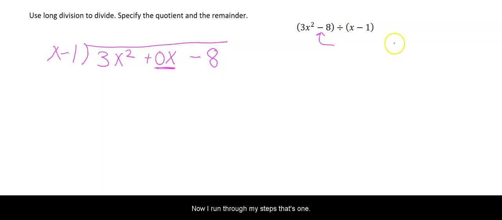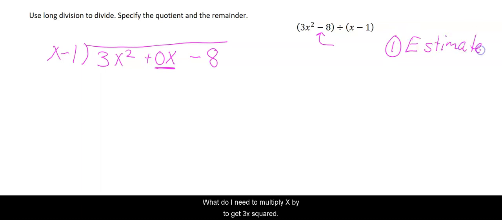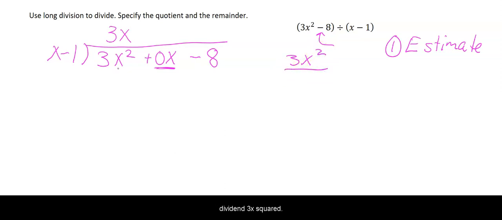Now I run through my steps. Step 1, estimate. What do I need to multiply x by to get 3x squared? A positive 3x. Or again, take the highest degree term in the dividend, 3x squared, divide by the highest degree term in the divisor of x, and that gives you your first estimate, 3x.